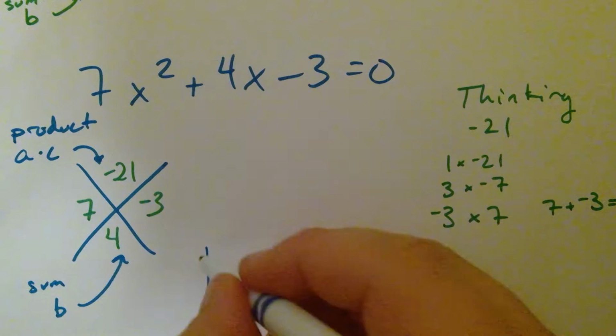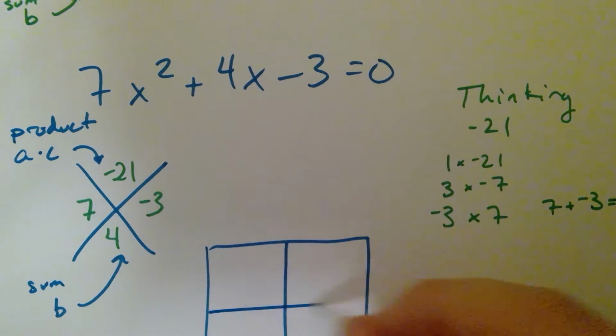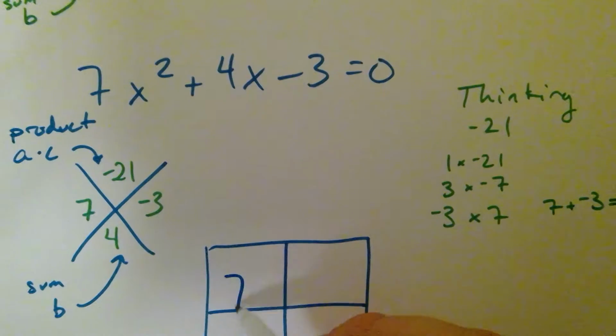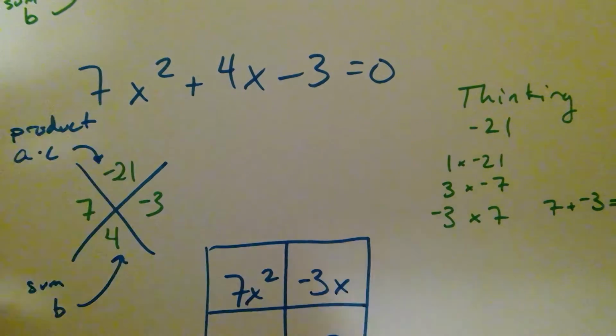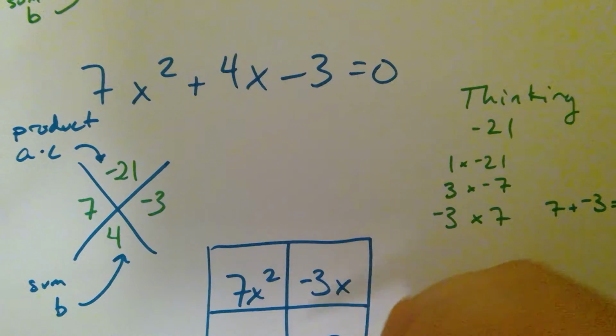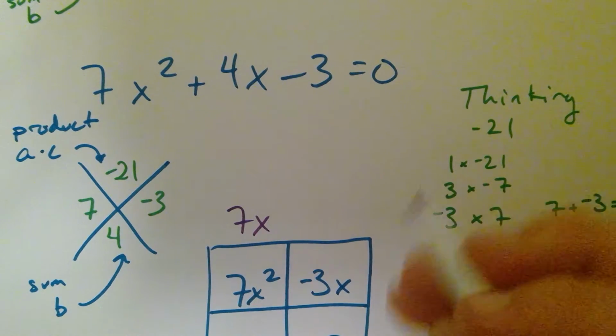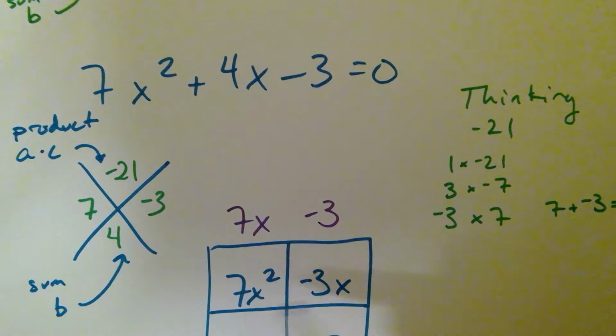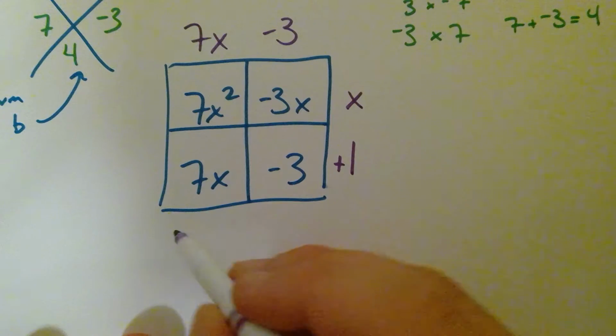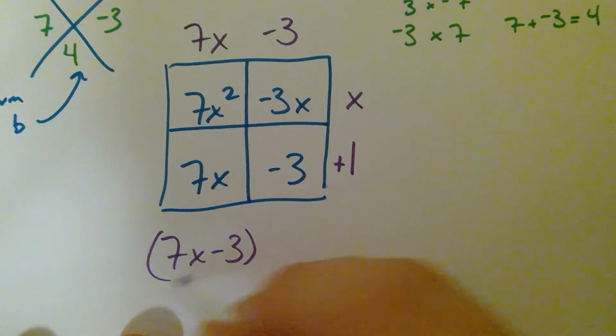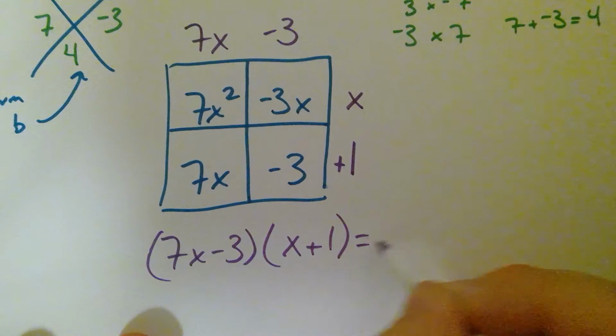Build our box. We keep our 7x squared, keep our negative 3. We've got a 7x to place and a negative 3x to place. Let's pull out what's the same. In this column, we have a 7, and in this row, we have a negative 3. In this one, all we've got is an x. This one, we've got nothing, so it's going to be a positive 1. So we have 7x minus 3 times x plus 1. That's factored form. It equals 0.